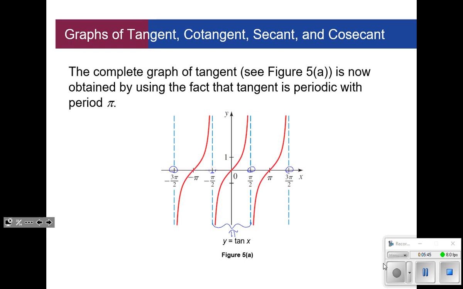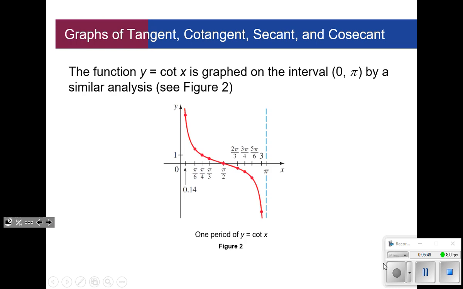That's why we have the asymptote, because tangent is sine over cosine. Now, conversely, cotangent, if you remember, is cosine over sine. So again, we can't divide by 0. That's where we blow up and need our vertical asymptote.